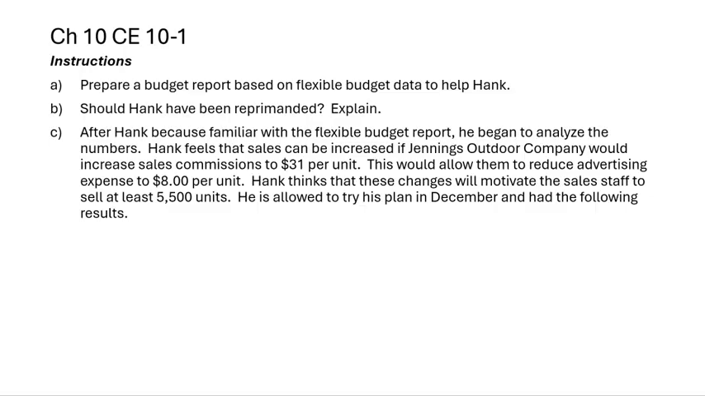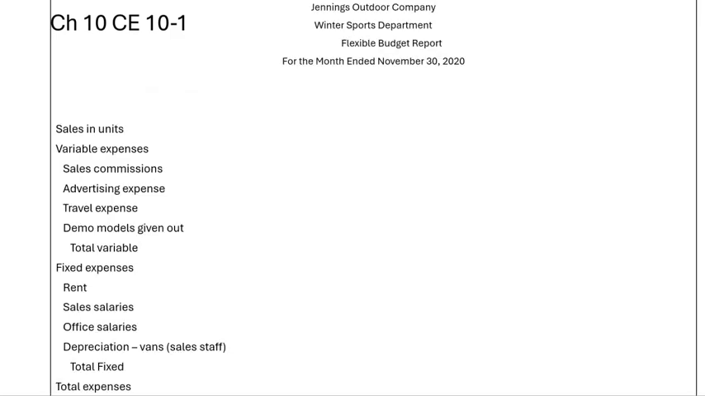So what we're going to do is create a budget report based on a flexible budget that we learned about in Chapter 10, see what happens there, then determine should Hank have been reprimanded and explain why or why not. And then we'll look at something to go into December with. So we're going to create the flexible budget report.